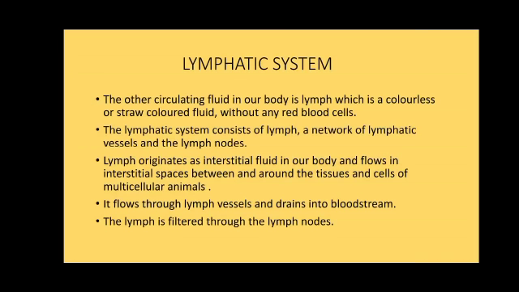Lymph originates as interstitial fluid in our body and flows in interstitial spaces between and around the tissues and cells of multicellular animals. This lymph flows through the lymph vessels and is drained into the bloodstream. The lymph is filtered through the lymph nodes.